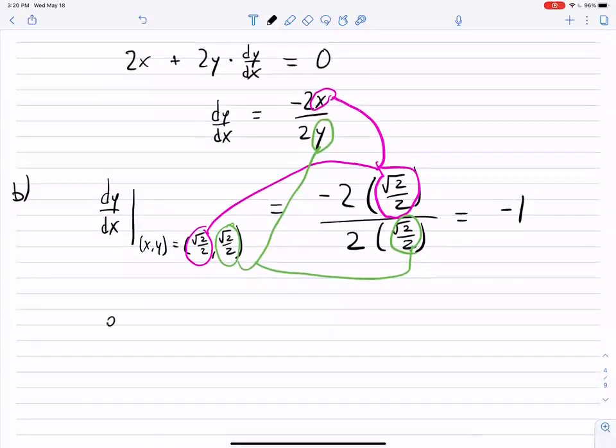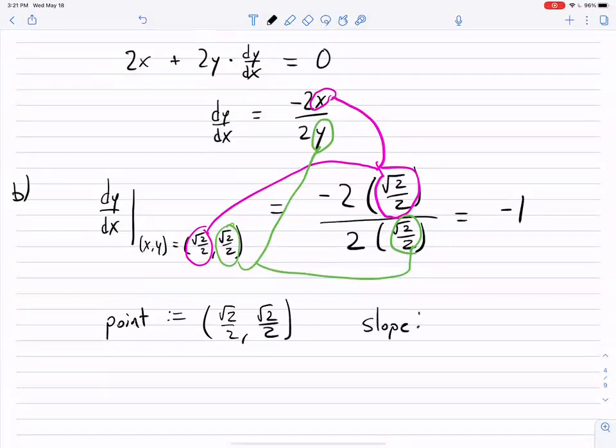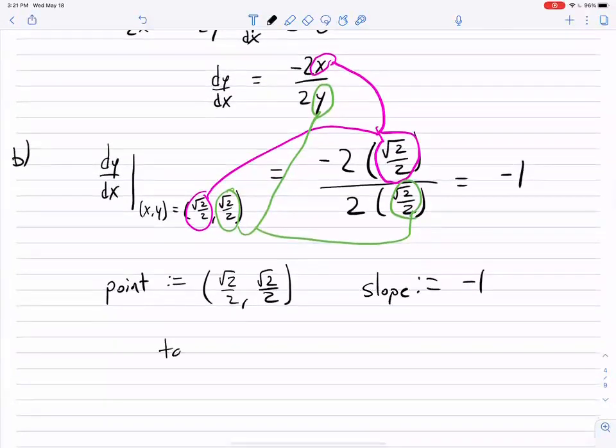So now we have a point, which is √2 over 2 comma √2 over 2. And we have a slope, right? The slope is the derivative, which we just calculated. It's -1. So the tangent line will be y minus the y value, √2 over 2, equals -1 times x minus the x value, √2 over 2.